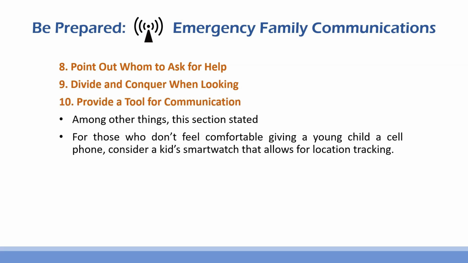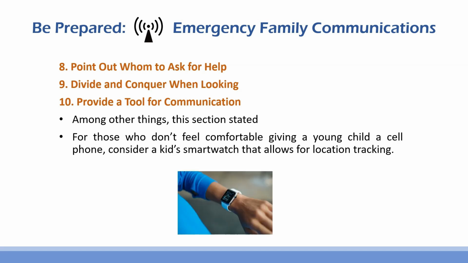Among other things, this section stated, for those who don't feel comfortable giving a young child a cell phone, consider a kid's smartwatch that has GPS tracking so you'll be able to locate your child. These watches are for ages 5 to 12 or so. They have interfaces that are easy for the kids to navigate and long-lasting batteries. And that's pretty cool. I didn't even know they had these for kids.